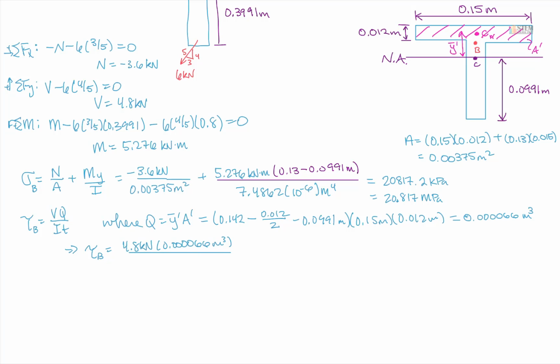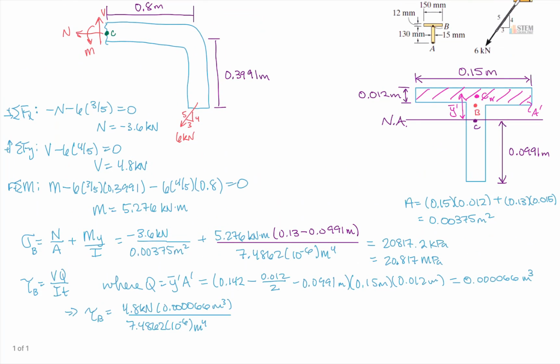So I is this 7.4862 times 10 to the negative 6 number. And then t. Remember, the easiest way to find that is where your neutral axis is. You want to see how much material your neutral axis is in contact with. That'll be the length for t. So in this case, we've got this length right here, just the width of the web, basically.